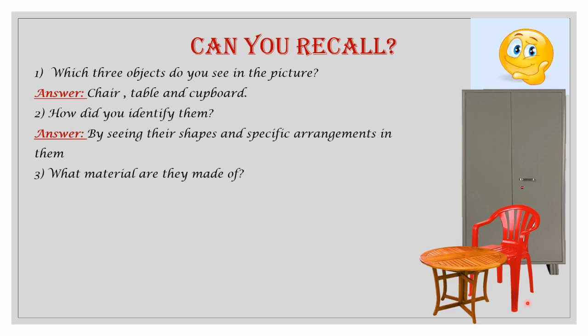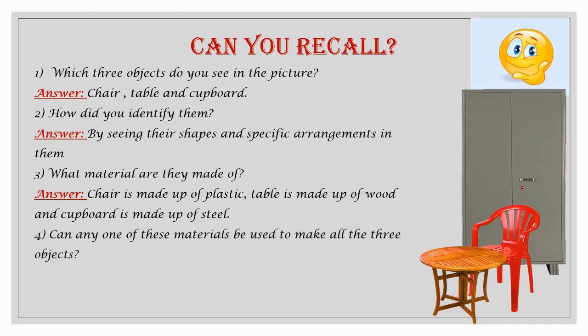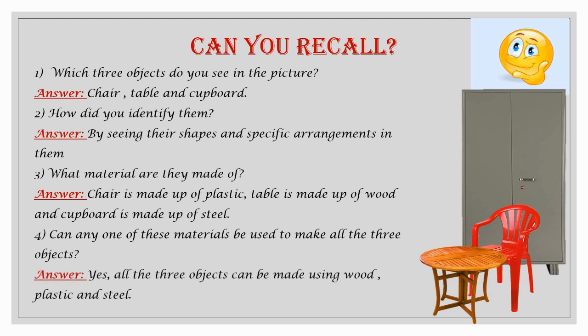Now students, by observing the picture, we can understand that the chair is made up of plastic, the table is made up of wood and the cupboard is made up of steel. Now students, can any one of these materials be used to make all the three objects? Yes, all the three objects can be made using wood, plastic and steel.